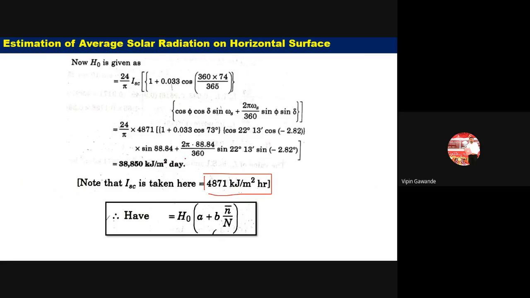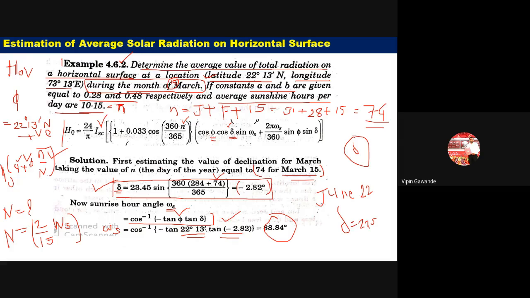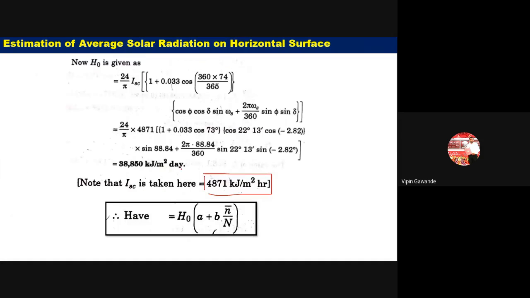Now in this case, what is the unit? The unit of this H0 comes out to be kilojoule per meter square per day. Here we are using the value of the solar constant as 4871 because this is related to this unit, kilojoule per meter square per hour.